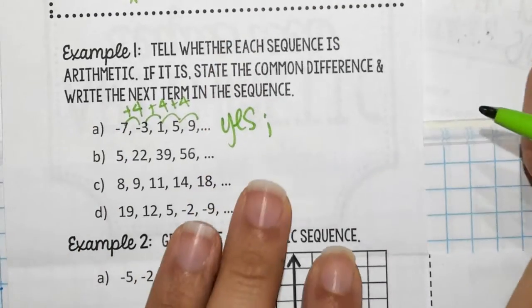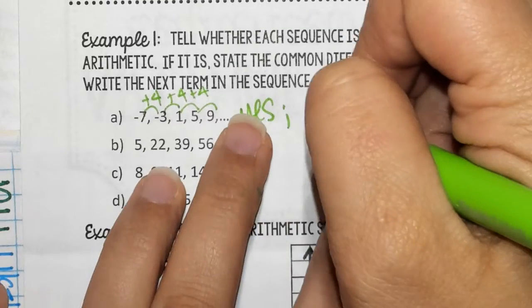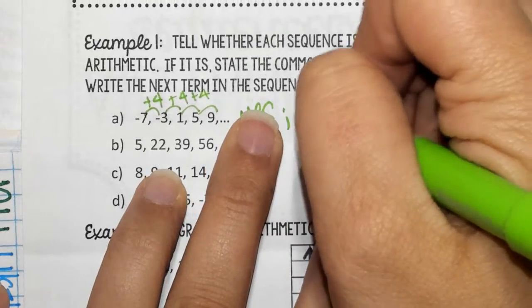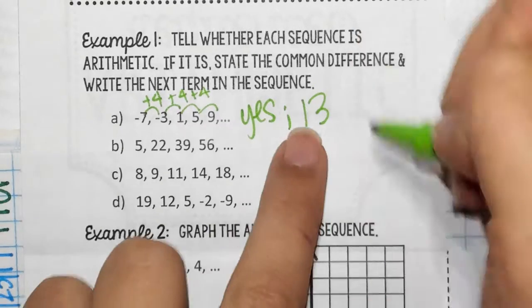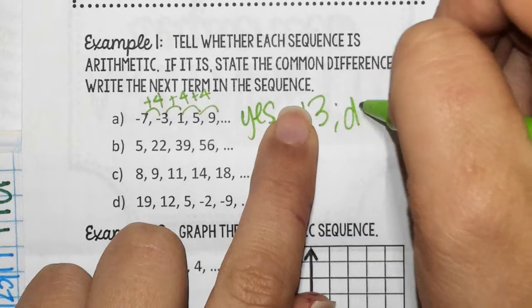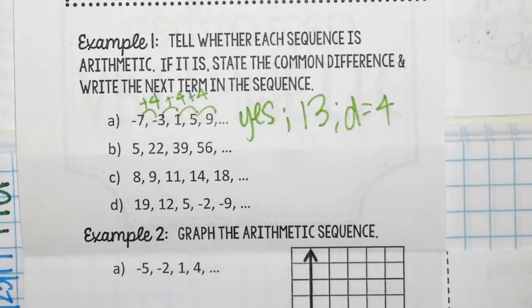Now, what would the next term be? What's 9 plus 4? 13. And we have to state the common difference. So we have to state what d equals, and that's 4. All right, does anybody have any questions on A? Okay, let's look at B.